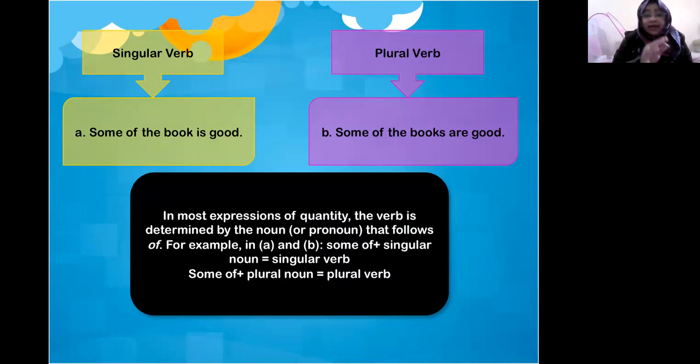Like here in A, we have written "some of the book". After "of", the following noun is singular, so the verb will be singular. Now in B, "some of the books" means the following noun is plural, then we will use a plural verb, like: Some of the books are good. Clear? So that is what is written here. Some of plus plural noun will be plural verb, and some of plus singular noun will be singular verb.